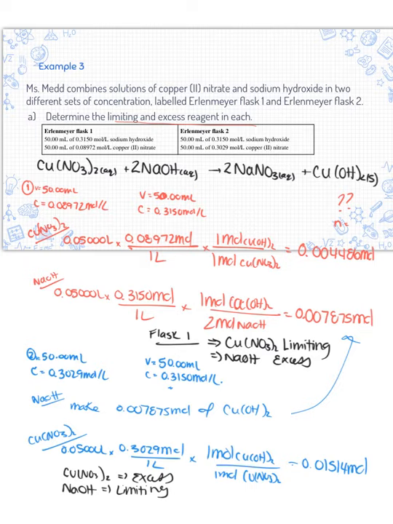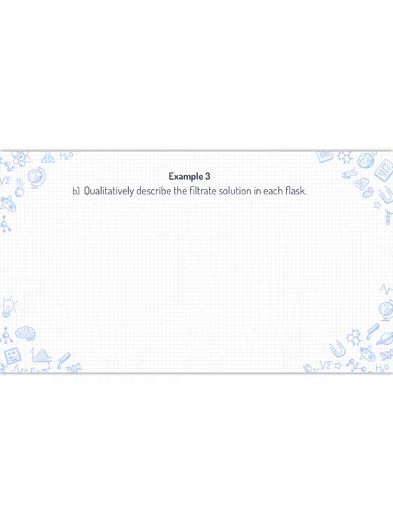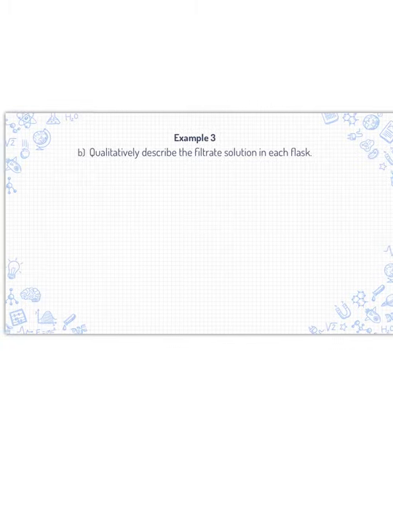Now part B asks us to qualitatively describe the filtrate solution in each flask. So what this is asking is, in general, what are you seeing? So the properties of the solution, is it acidic or basic? Does it have a solution color? Those are the things we're looking at.